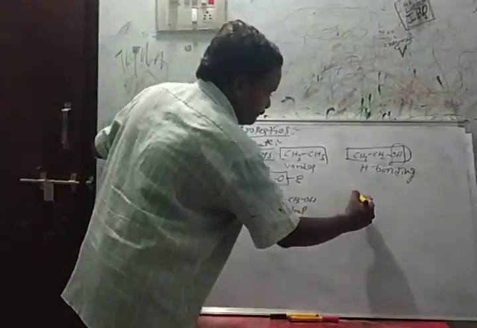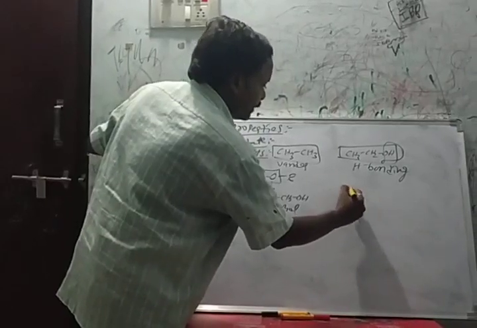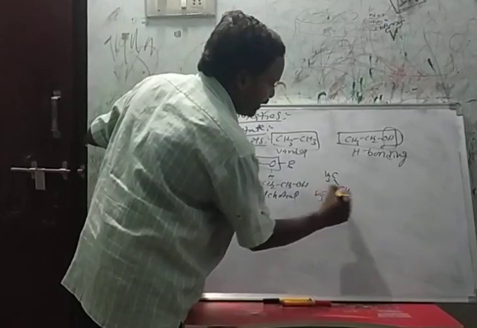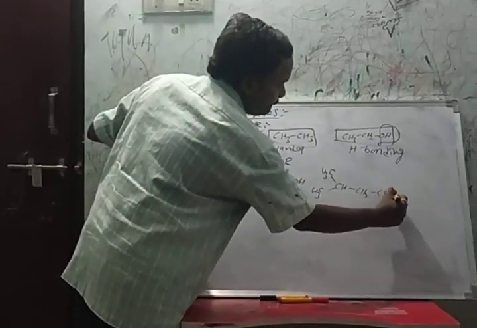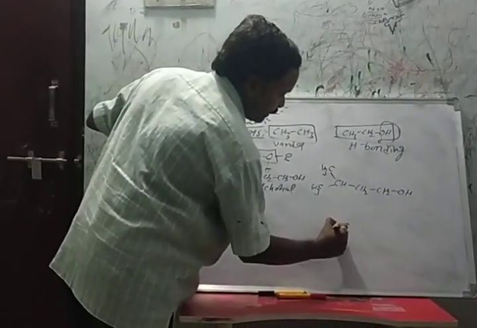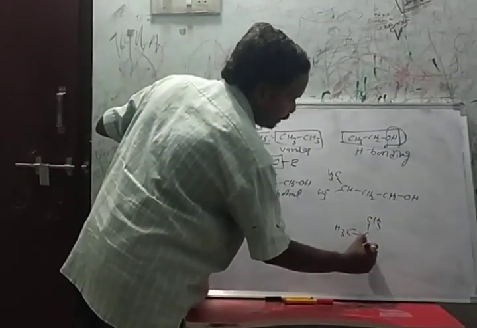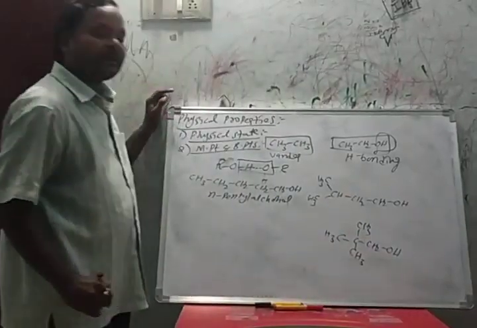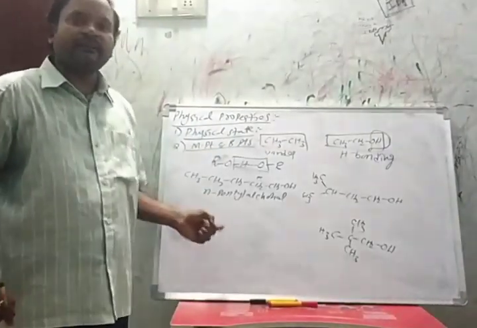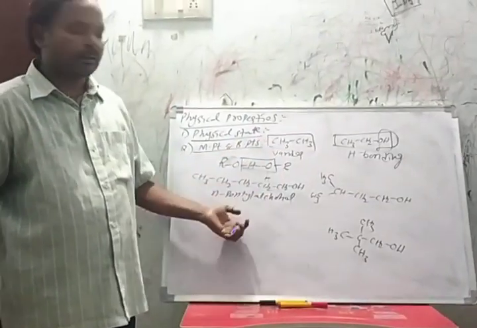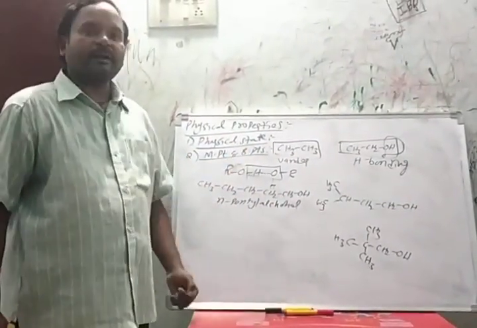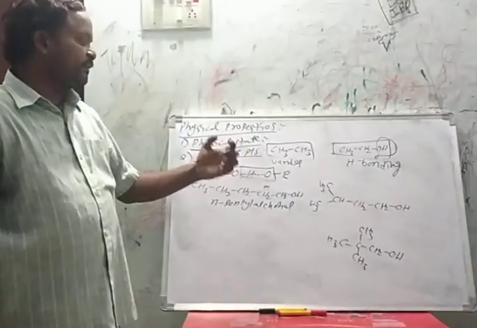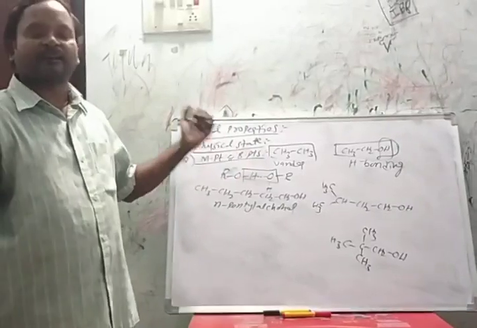Here I am taking isopentyl alcohol. This is the isopentyl alcohol. And this is the neopentyl alcohol. All have the same molecular weight and same molecular formula. What about the melting points and boiling points of these alcohols? The melting point and boiling point of these alcohols depend on the surface area.